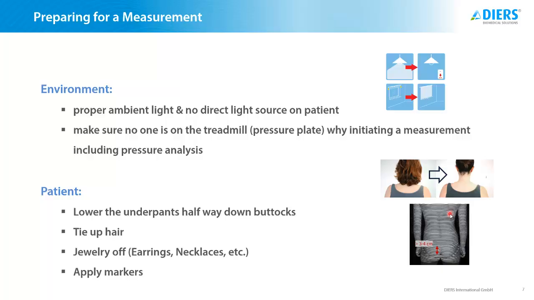For the patient, you have to lower the underpants halfway down the buttocks. You have to tie up the hair so that we have the upper vertebrae well visible. You have to take jewelry off, like earrings, necklaces, even watches, just to avoid any possible reflections that you don't want. And as I said before, in this case, you have to apply markers.